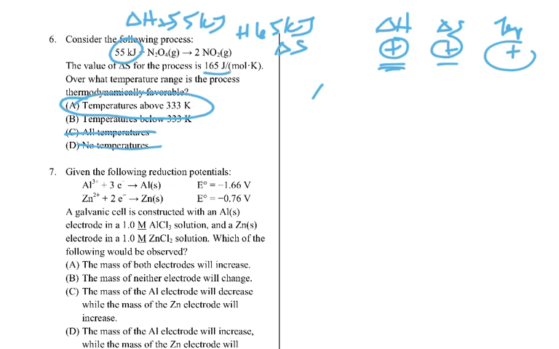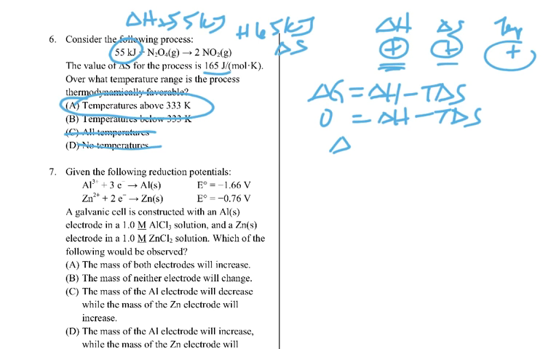We're going to have to use delta G equals delta H minus T delta S. And we're looking for that temperature at which it switches over from spontaneous to non-spontaneous or vice versa. So this can be a 0. So 0 equals delta H minus T delta S. Or we could say that T delta S is equal to delta H. And we want to get T, so we'll divide both sides by delta S.